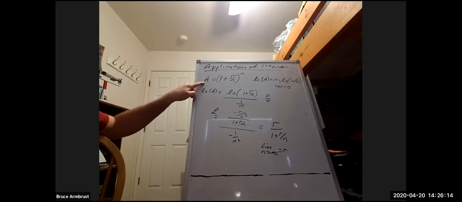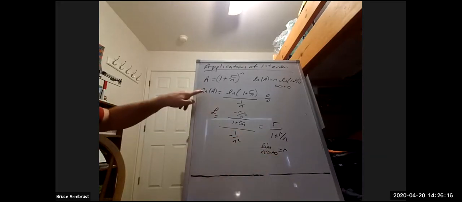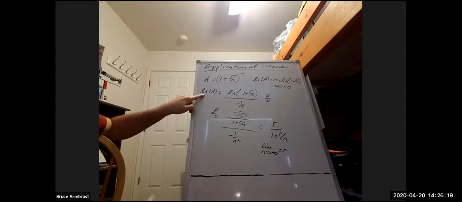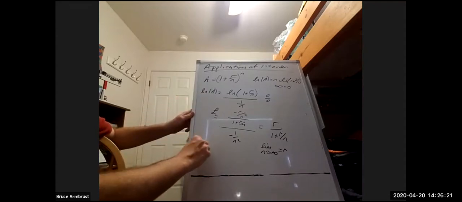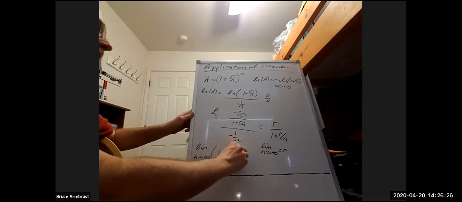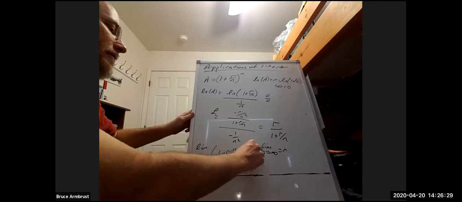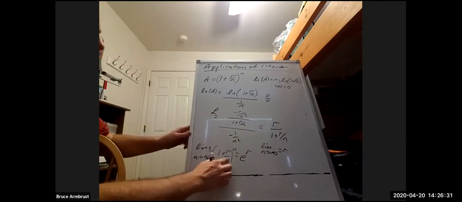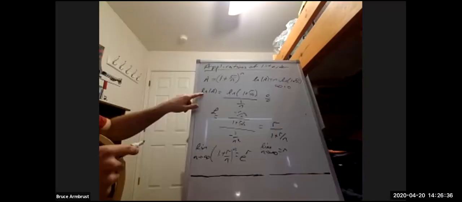But now we got to go back and realize that this isn't the limit we were looking for. Right? This is not the limit you're looking for. Because we want to know about A. What we just found is the natural log of A. So what we know then is that the limit as n goes to infinity of 1 plus r over n to the n is actually going to equal e to the r. Right? Because that natural log, we got to take e to that power.